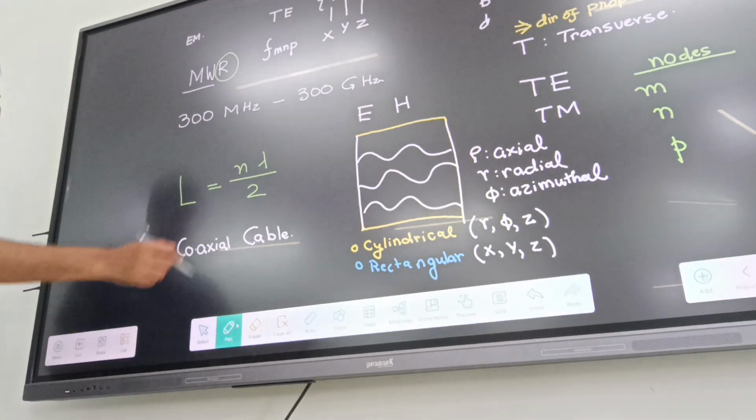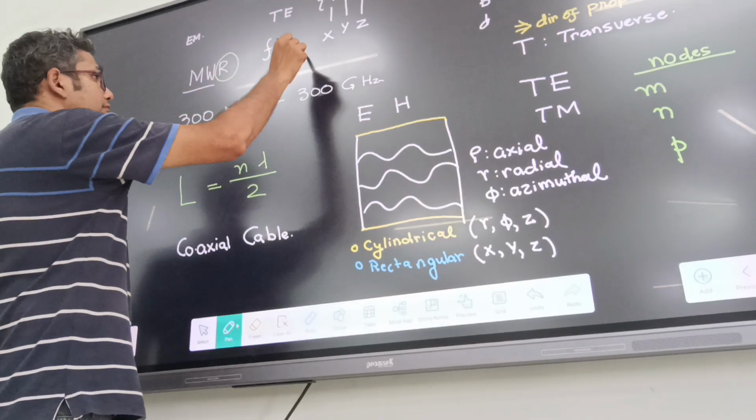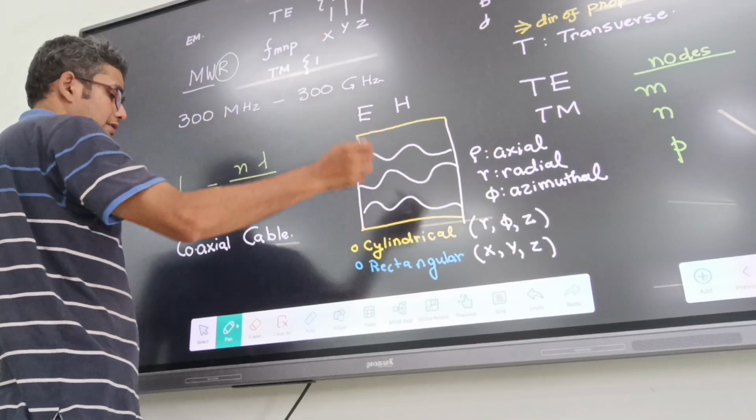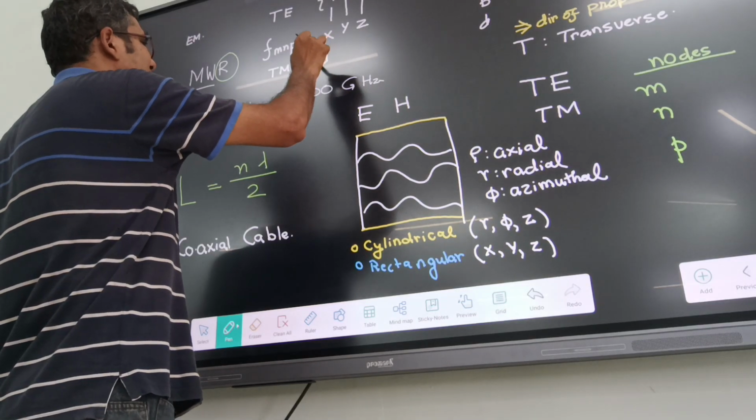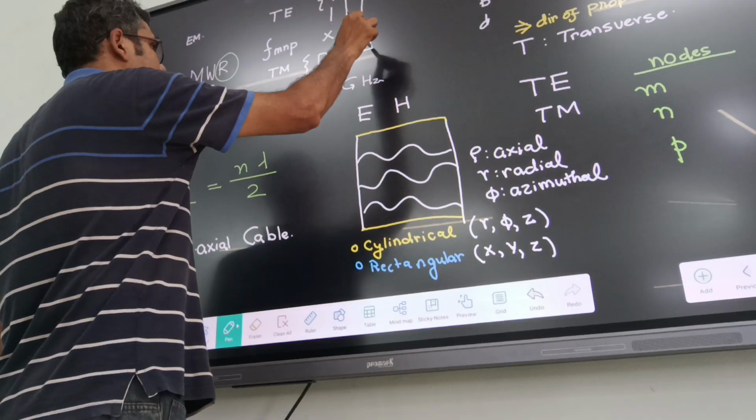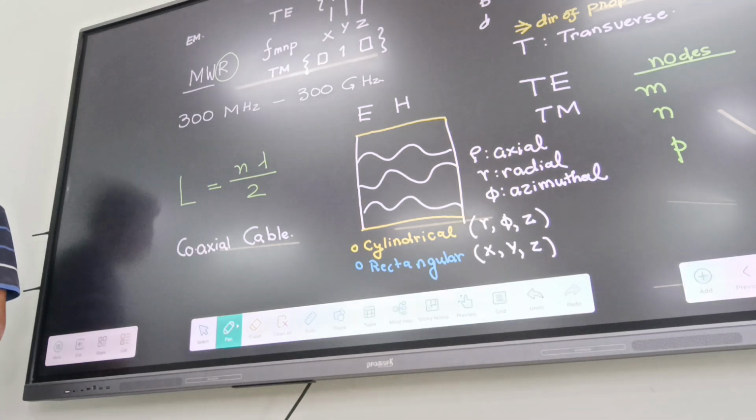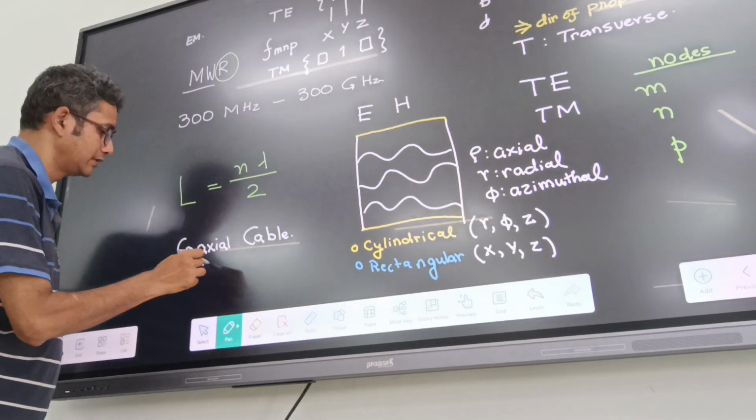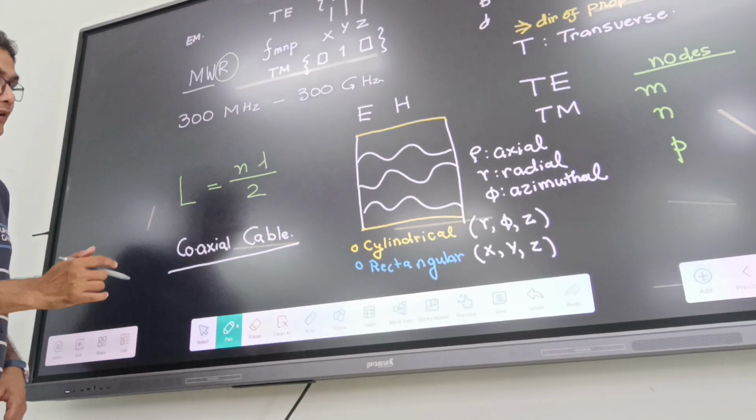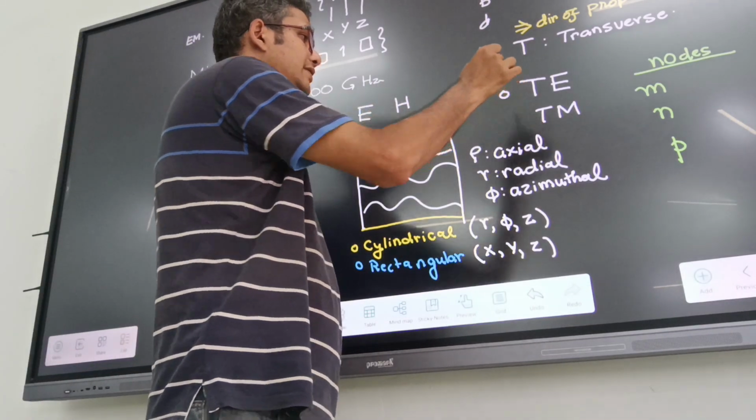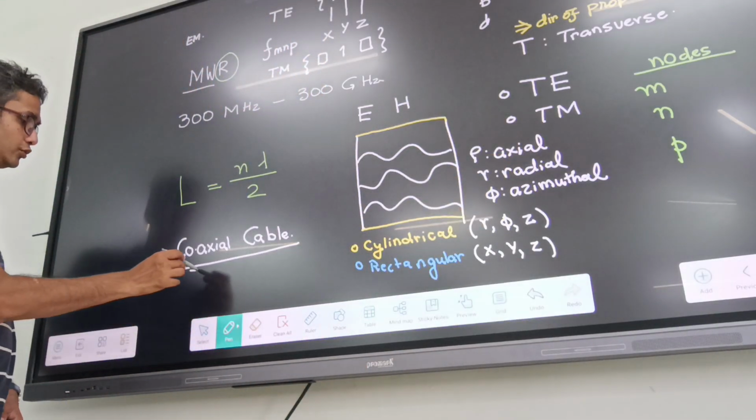Okay? Similarly, if I write TM 0, 1, 0, that means I have variation only in one axis. And now the question is this coaxial cable. In a coaxial cable there are basically two conductors. Instead of having only a transverse electric or only a transverse magnetic, here we have TEM, both.